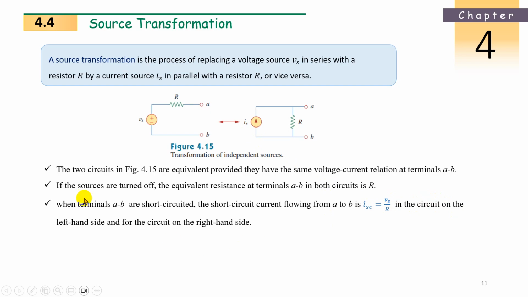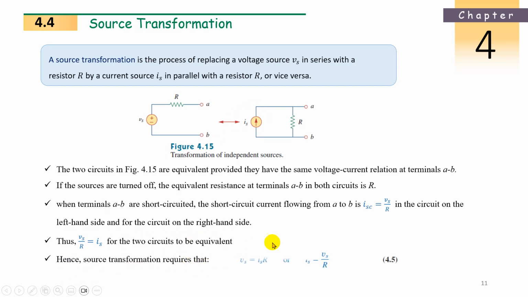Now for the circuit on the left-hand side and the circuit on the right-hand side, this is the Is and the same resistance will be like this. Another statement: if you rearrange this, Vs by R is also known as Is, the source current for the second, equivalent circuit. Then for the two circuits to be equivalent, the source transformation requires that Vs is equal to Is times R, or Is is equal to Vs by R, same Ohm's law. So this is called source transformation.